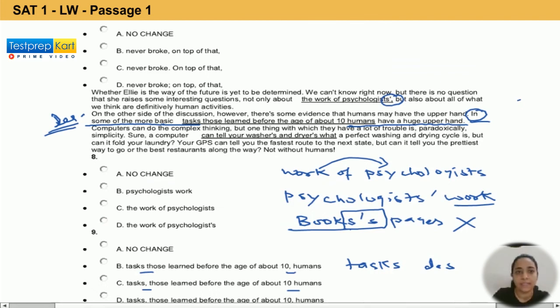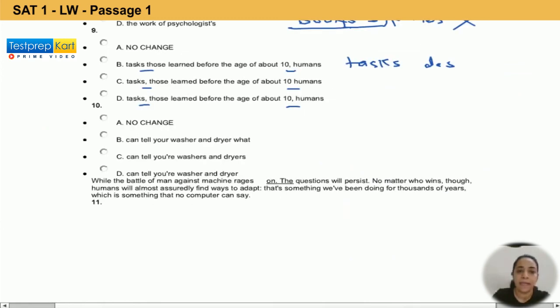The question is testing us for syntax. Here what do we have? Can tell your washer and dryer. Can tell you are washer. So note this. Automatically we get to see that you are. We are not saying you are washer because you are saying you can tell these people, right? You can tell your washer and dryer what to be done, right? So you can tell you are washer. You are washer means somebody saying that this person you are talking to is the washer.